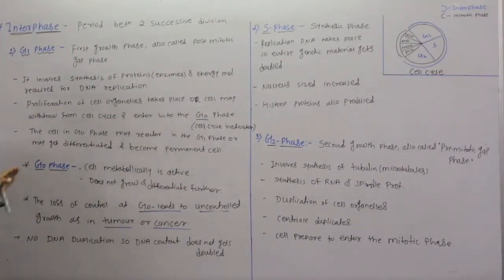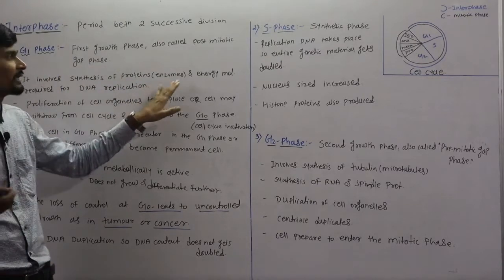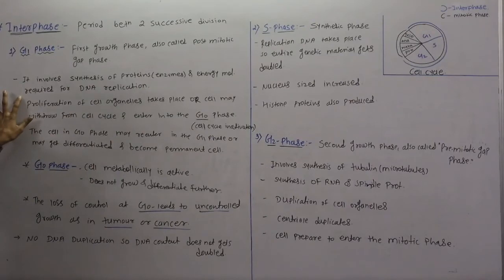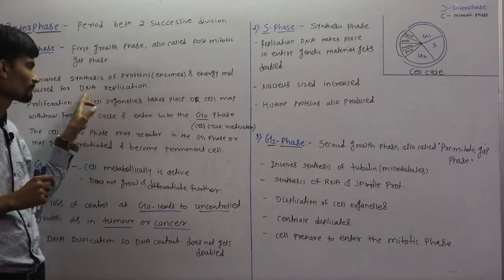Now what happens in this G1 phase? It is very important because it involves the synthesis of the proteins, mainly the enzymes which are required for the cell division, which are required for the DNA replication, and the energy molecules, that is the ATP molecules, are also synthesized in the G1 phase, which are required for the DNA replication.